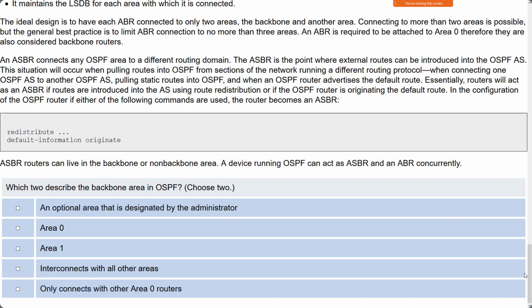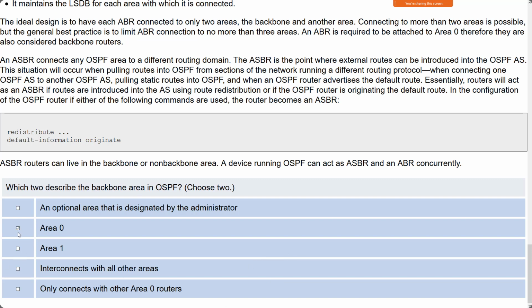All right. Which two describe the backbone area in OSPF? An optional area that is designated by the administrator. That could be true, by the way, if you're doing single area OSPF. You don't have to have a backbone. Area 0 for sure, not area 1.